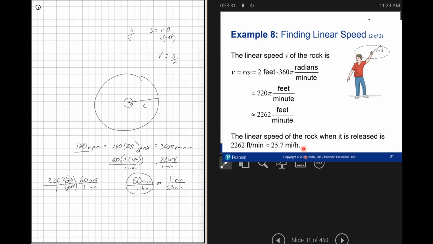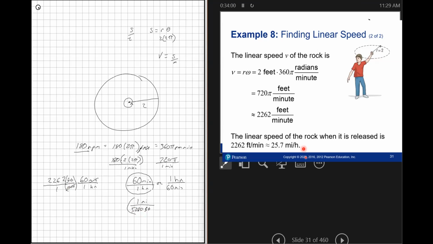Okay, and now I want to convert the feet to miles. So that means I want to take out feet and replace it with miles. So I'm going to put 1 mile over 5,280 feet. Did I remember that right? It's been a long time since I used it. 5,280 feet is 1 mile. Yes, sir, you're correct. Okay.